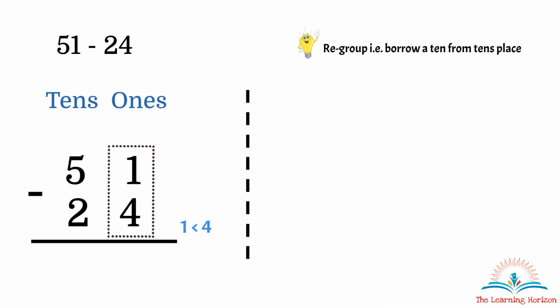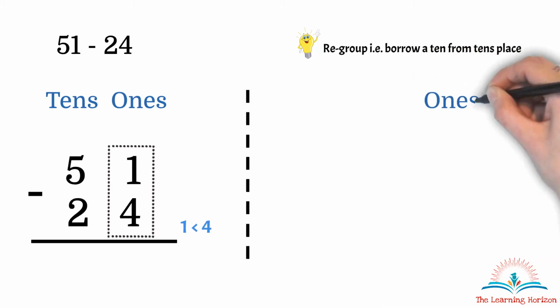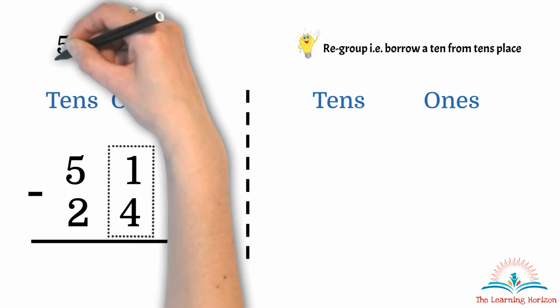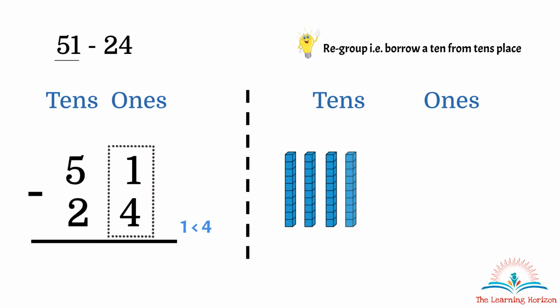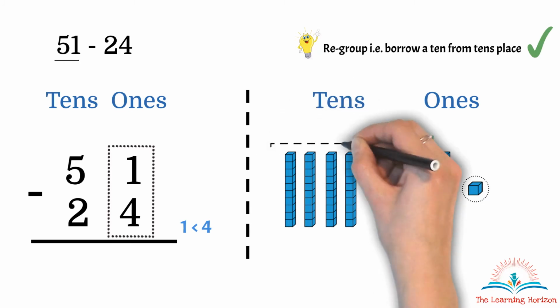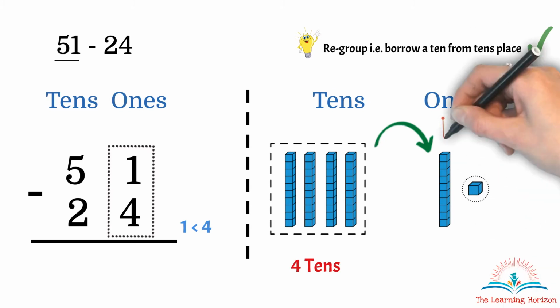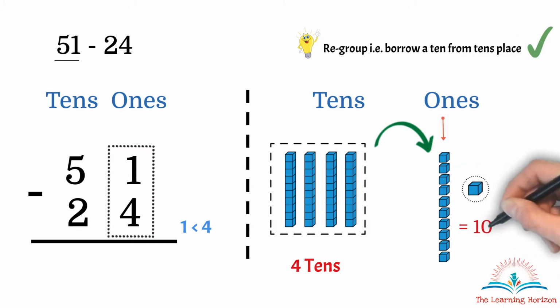We will understand this using base 10 blocks for ones and tens, which will help us visualize and understand this better. Here 51 has 5 tens and 1 ones. Since we have only one block here, we will regroup, that is, borrow a 10 from the tens place. Now here we have only 4 tens block left, and here we have 10 ones and we already had 1 ones block. So it's 10 plus 1 is equal to 11 ones block.